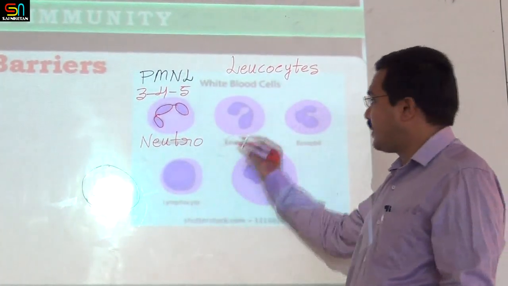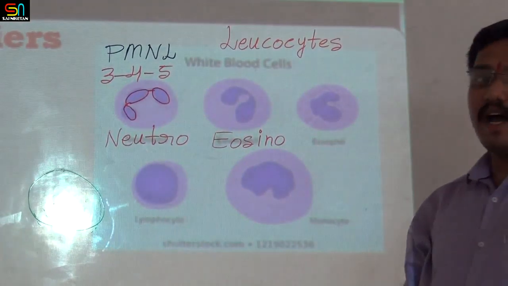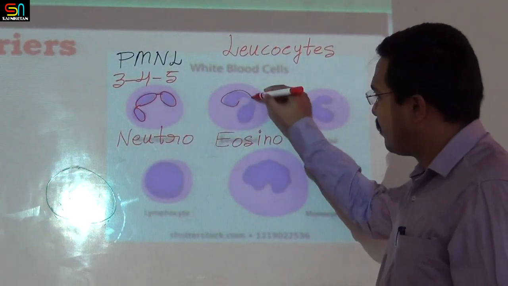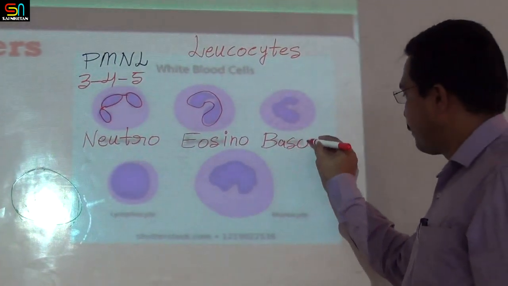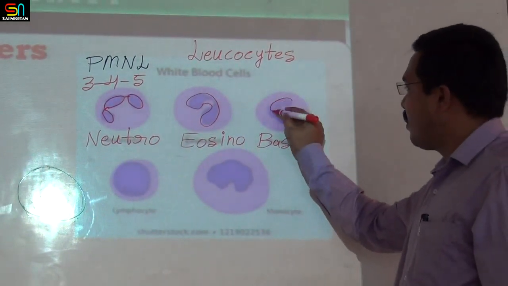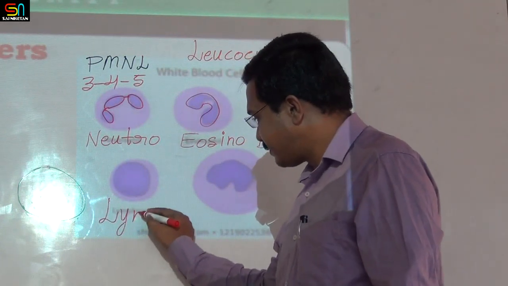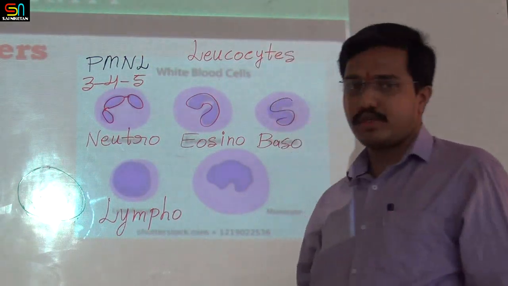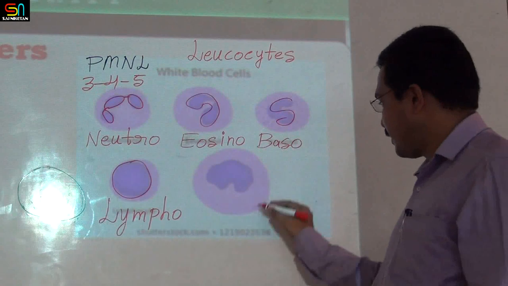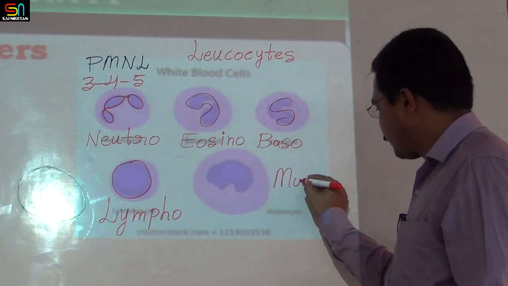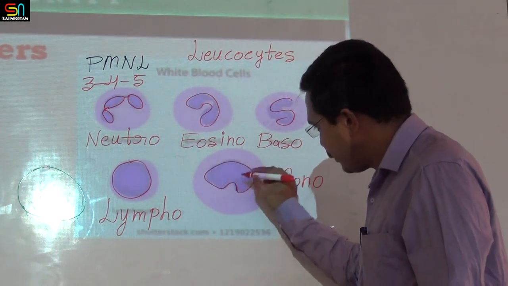The second WBC you have studied is eosinophil. It has a bilobed nucleus. The third one is basophil. It has a somewhat S-shaped nucleus. And the fourth one, this is the major thing to remember, is lymphocytes. It has a circular nucleus. And the last one is called monocyte. Monocytes have a somewhat kidney-shaped nucleus.